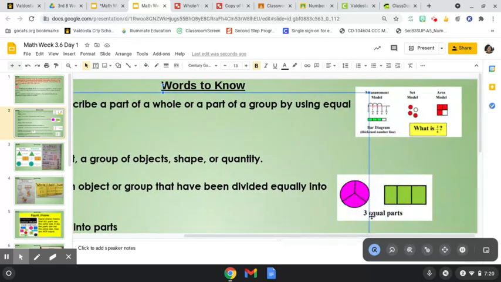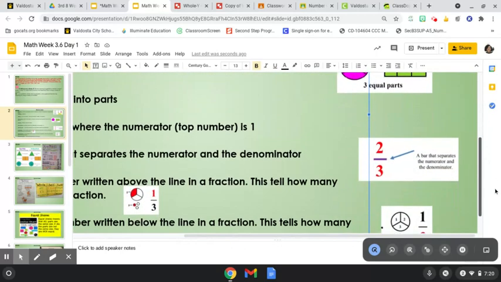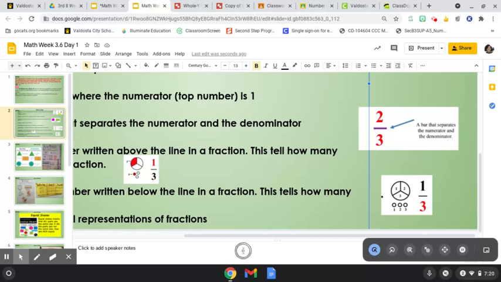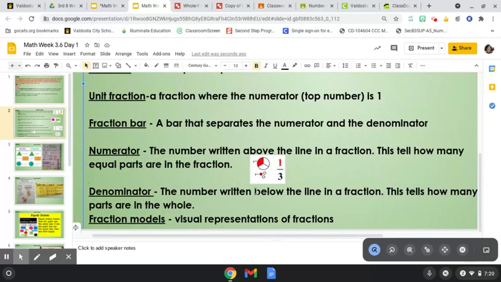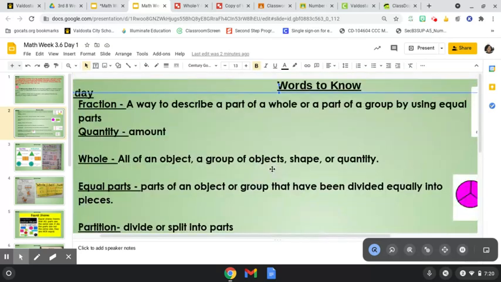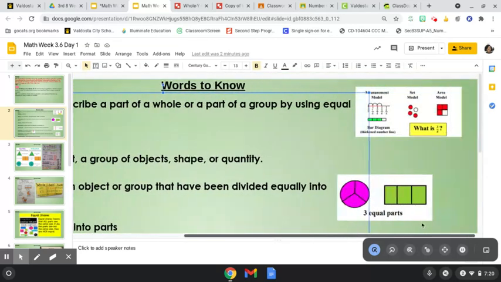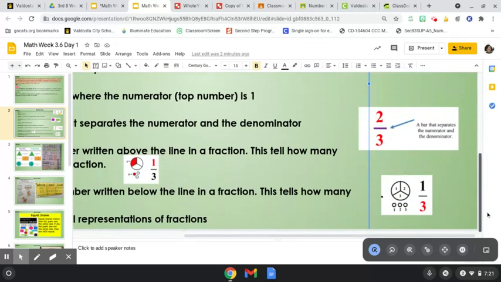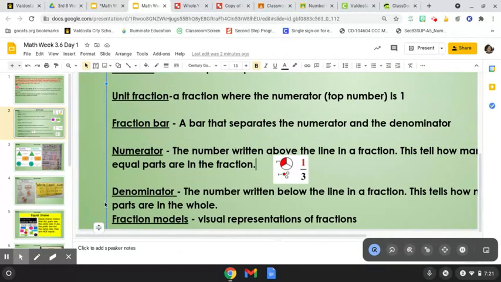Okay, here's a diagram that's showing 3 equal parts. And the bar separates the numerator and denominator. So in this case, the numerator is 2, the denominator is 3. Okay, this is a unit fraction. The numerator is on top, which is 1, and the denominator is 3 on the bottom. Again, the numerator is 1, the denominator is 3. Please study your vocabulary. You will need to know this.